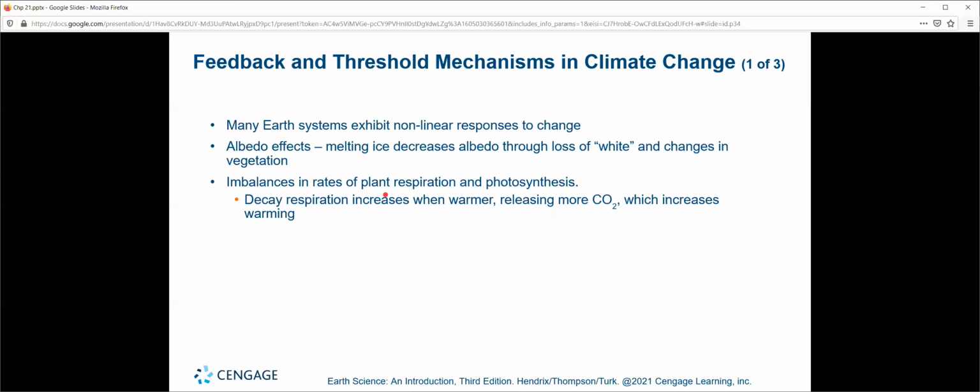This ties into something I talked about before, the feedback and threshold mechanisms of climate change. Many of Earth's systems exhibit nonlinear responses to climate change.